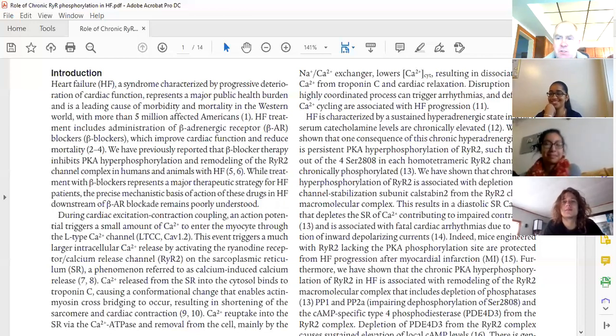Let's take that sentence apart. We have shown that one consequence of this chronic hyperadrenergic state is persistent PKA hyperphosphorylation of the ryanodine receptor. So PKA is phosphorylating the ryanodine receptor. Hyperphosphorylation means an awful lot of phosphorylation, such that 3 to 4 of the serine 2808 in each homotetrameric ryanodine. Homotetrameric, what does that mean?